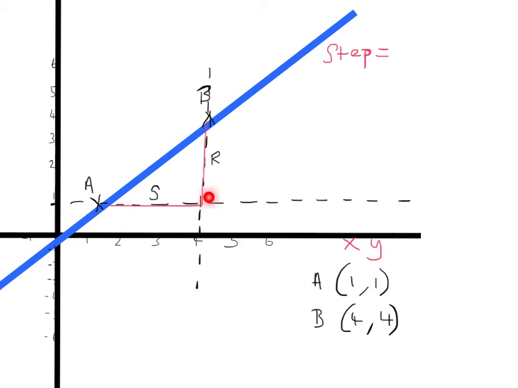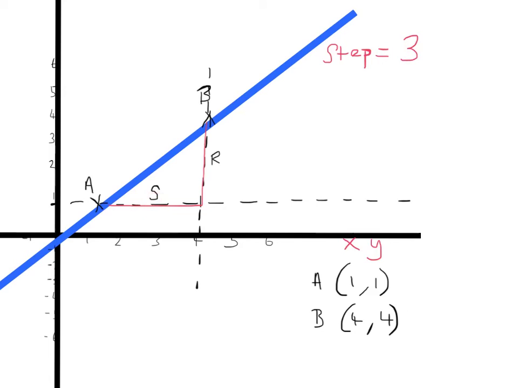Well, it finishes at 4, because that's where the step crosses the rise. That's the corner of our triangle. So it starts at 1 and it goes to 4. Well, that means the step is 3. 4 take away 1 is 3. So we can see the step is 3. Fantastic. Is it a positive or negative 3?